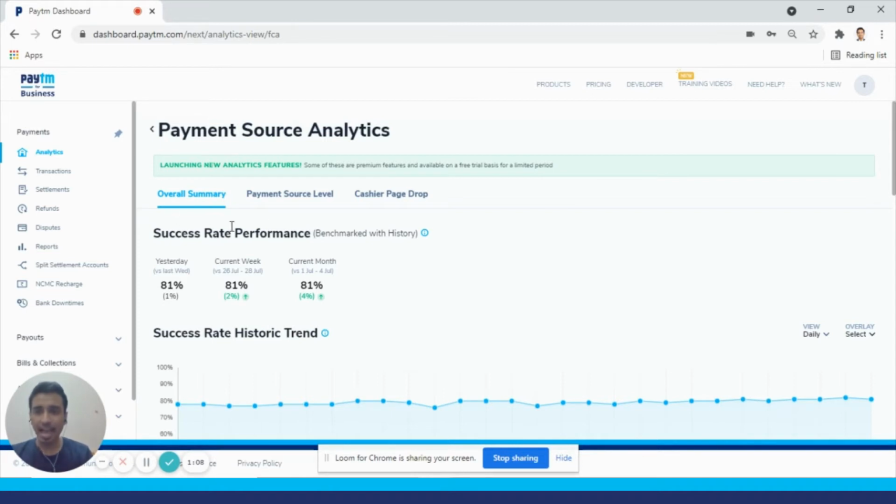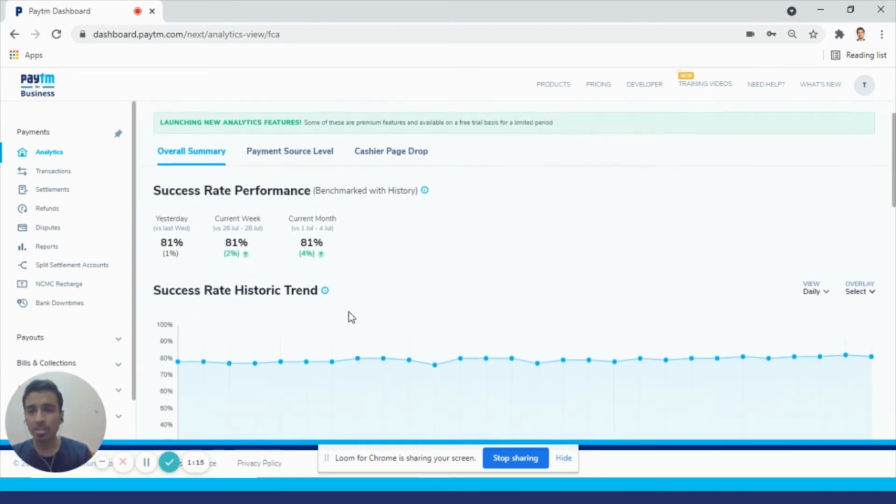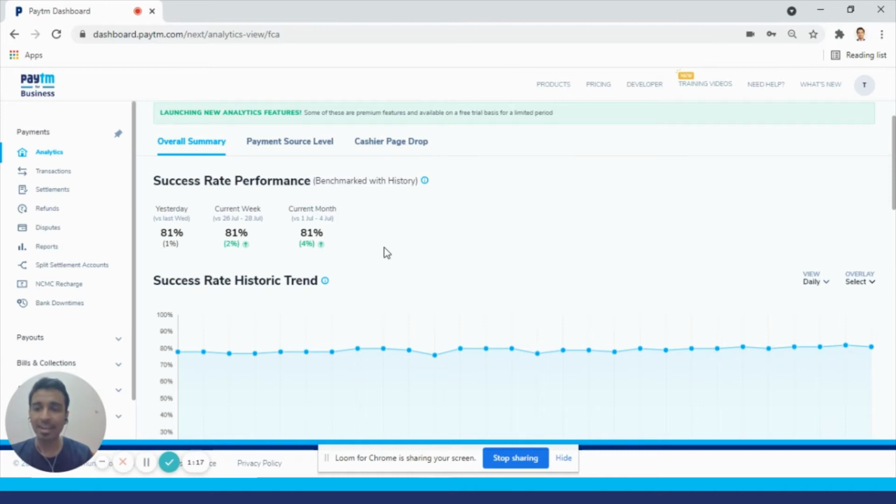It has 3 tabs: Overall Summary, Payment Source Level Summary, and Cashier Page Drop. Let's first talk about the Overall Summary. So the Overall Summary tab essentially talks about all the transactions that are there as part of your merchant transactions. The first section that we're going to talk about is the success rate performance.